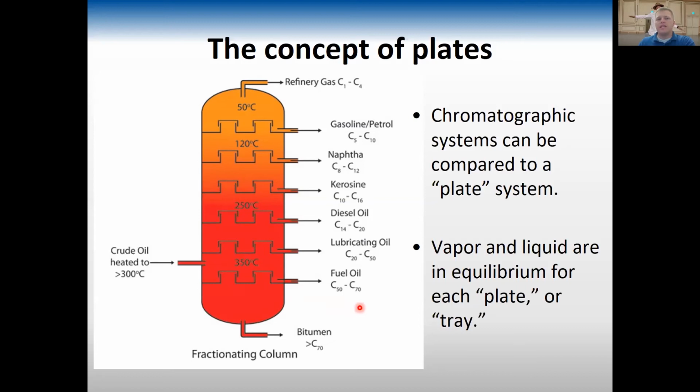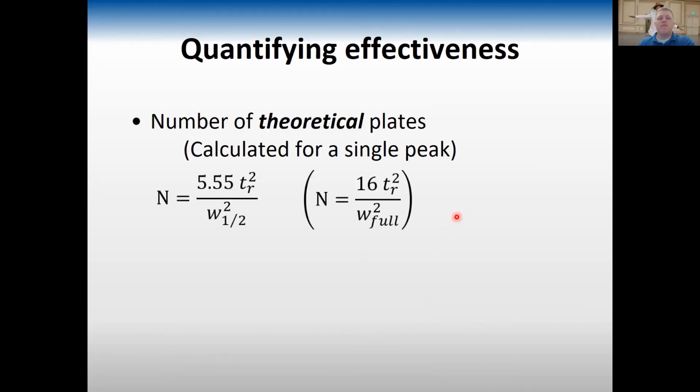There are no plates in columns, and I'll repeat that, there are no plates in our columns. The language doesn't really make sense without the historical context. Now it's just used as a theoretical value to describe the quality of our columns, okay? Okay, so if we're going to quantify the effectiveness of our columns, we're going to have to figure out how many plates or theoretical plates are in our column. And again, there are no plates in our column. This is a purely theoretical value that we use to describe the quality of our column.